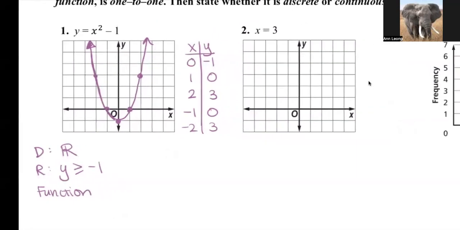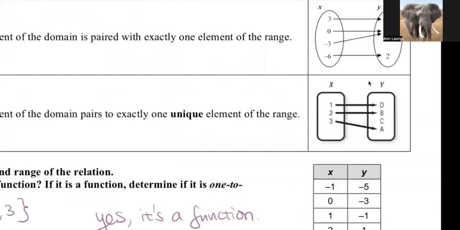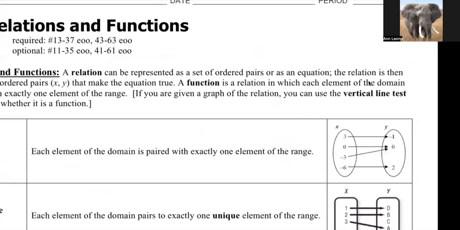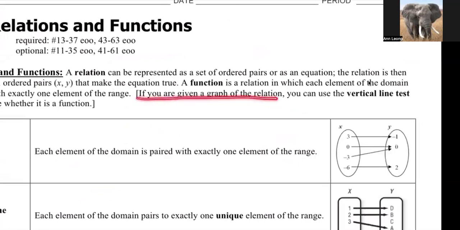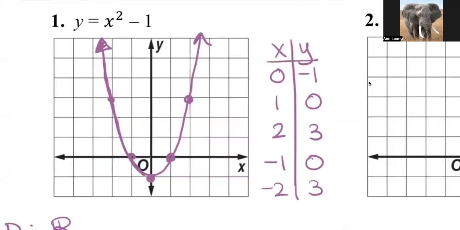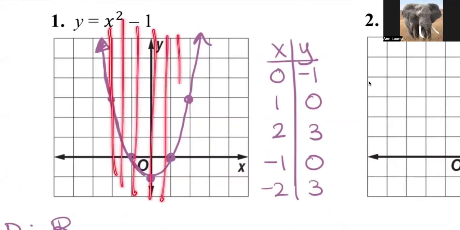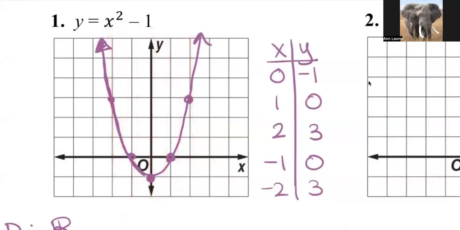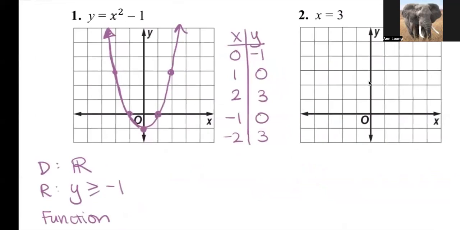And that's where you get this thing called, let me go back to the front, the vertical line test. If you're given a graph of the relation, you can use the vertical line test to test if it's a function. The vertical line test is basically where, when you cut the graph with vertical lines, does it only hit the graph once? If the answer is yes, then it's a function. If the answer is no, then it is not a function.